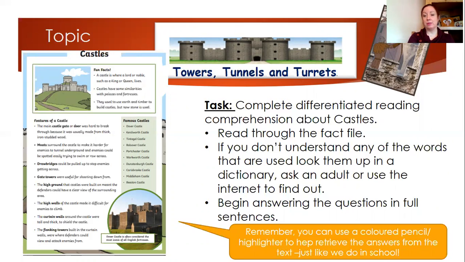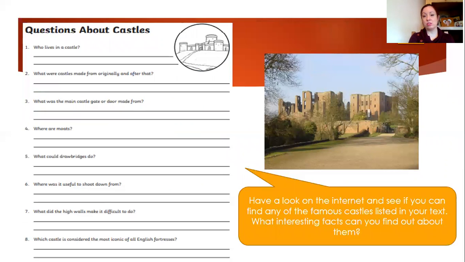Once you've done that, we then need to start answering the questions in full sentences. Okay, so when we're answering those questions, and when we're finding the answers to those questions, remember that you can use a coloured pencil or a highlighter to help you retrieve the answers from the text, just like we do at school. So we're using our reading dog skills, our Rex retriever skills, to go into the text to find those answers. So your questions then are on a separate sheet that looks like this.